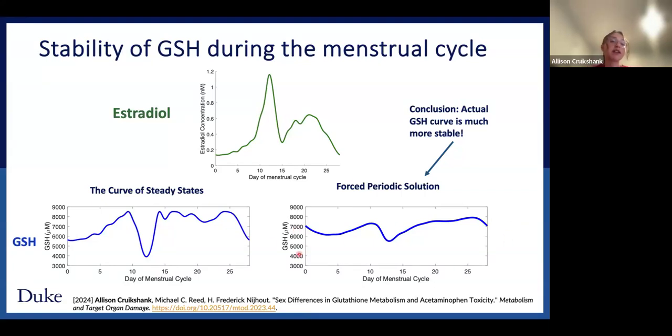What's causing this difference is that every time estradiol changes, glutathione is trying to reach the steady state that corresponds with it. However, before it can reach that steady state, estradiol changes again. So you can think of this solution as maybe an average of the steady state curve. Does that make sense?